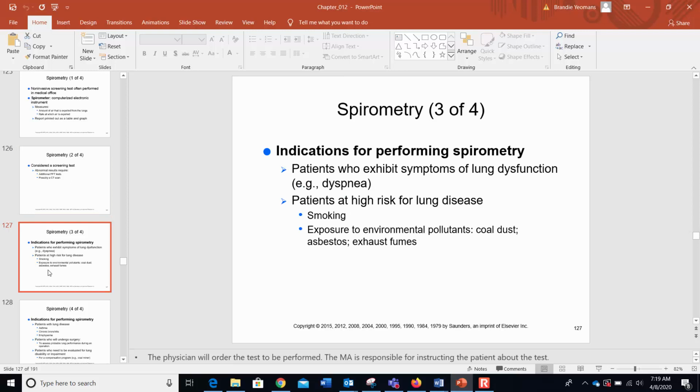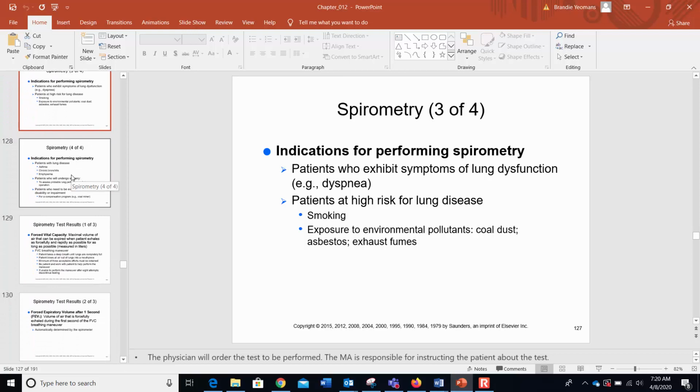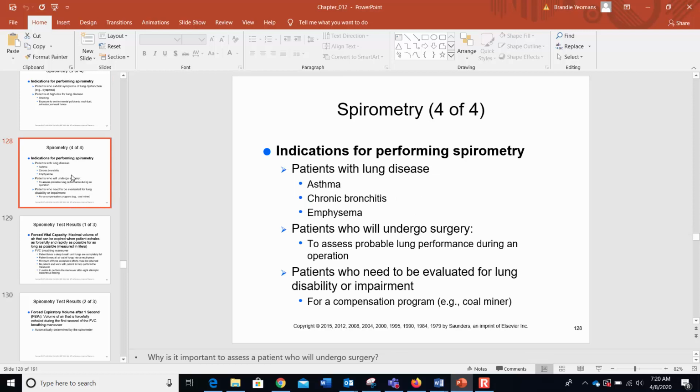Here are some of the indications for spirometry testing. Patients that have lung dysfunctions, such as dyspnea, which is of course the shortness of breath. Patients that are at a high risk for lung diseases, such as your smokers, and the patients that are constantly exposed to environmental pollutants. So even your farmers and your folks that are around a lot of chemicals. Asbestos is another one of those. So you've got people that are construction workers that are exposed to a lot of chemicals on a regular basis.